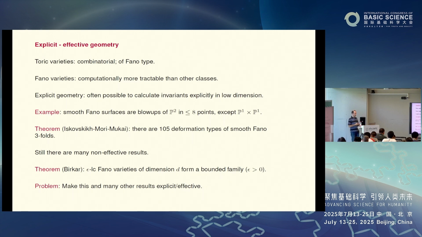If you want really to have a much deeper understanding, you need to make things more explicit, more effective. Effective would be like saying, well, all these varieties can be embedded into, I don't know, P20 with equations of degree at most 50. If you prove something like that, then that is a much more effective, stronger statement than just proving something abstract. So there is a huge number of problems in this direction.